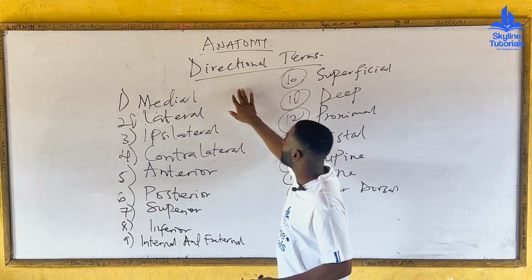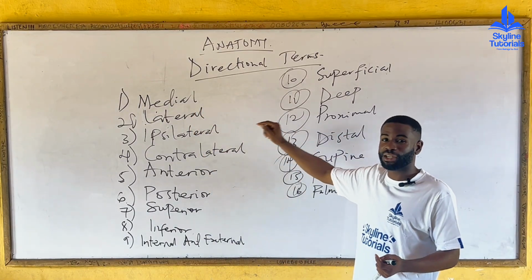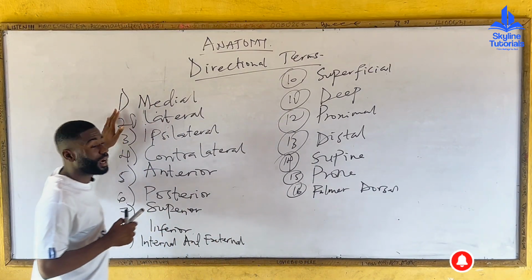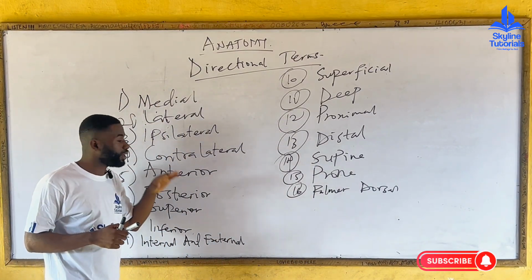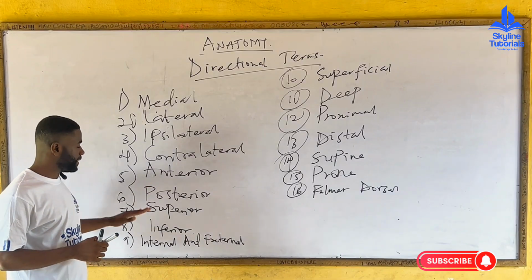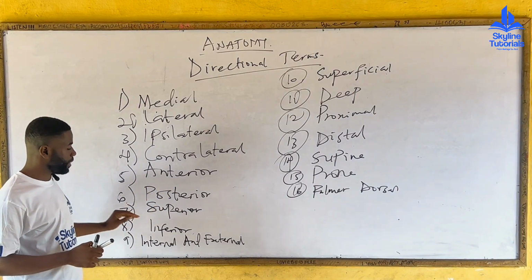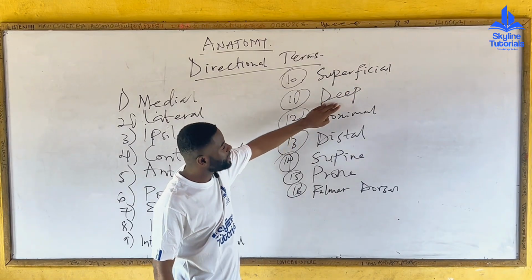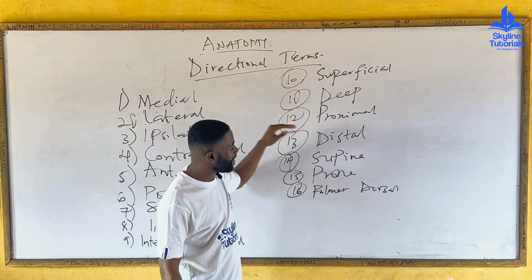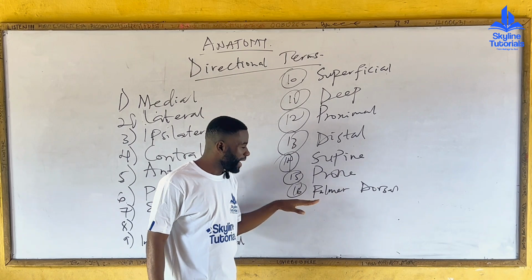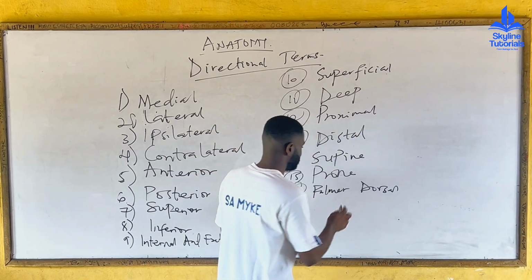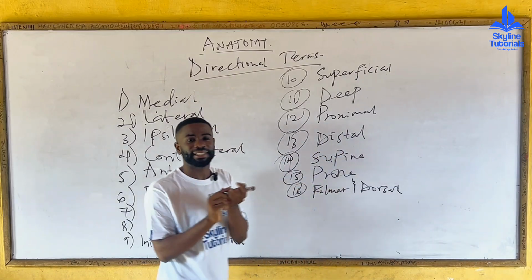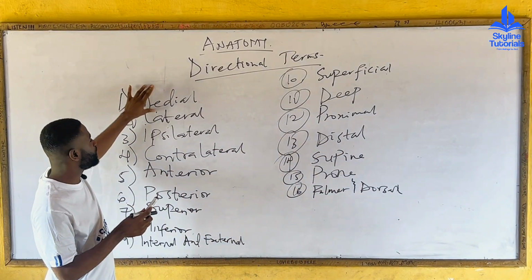Okay, so here we have different directional terms that are used in anatomy. We have the medial, the lateral, the ipsilateral, the contralateral, the anterior, the posterior, the superior, the inferior, the internal and external, the superficial, the deep, the proximal, the distal, the supine, the prone, and palmar and dorsal. They go hand in hand. Okay, so let's quickly look at them individually.